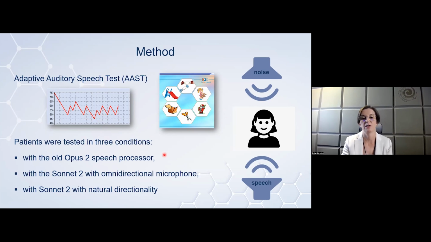We tested our patients in 3 conditions: in the old OPUS 2 speech processor with omnidirectional microphone, of course, in SONNET 2 with omnidirectional microphone, and in SONNET 2 with natural directionality. And it was not like in the previous study conducted by Verena. We did acute testing of our patients. We just converted the OPUS 2 speech processor map into a SONNET 2 map without any changes, without any improvements, and we switched the same program between omnidirectional and natural microphone.